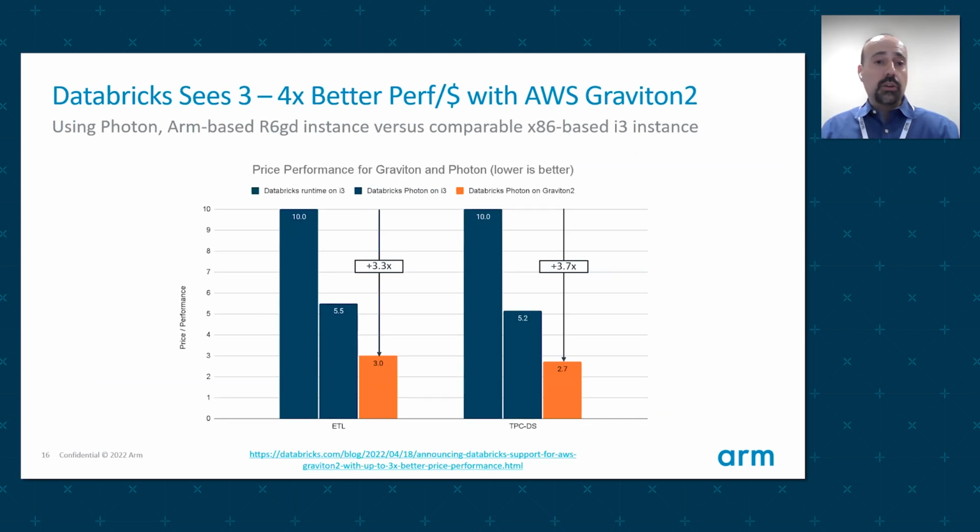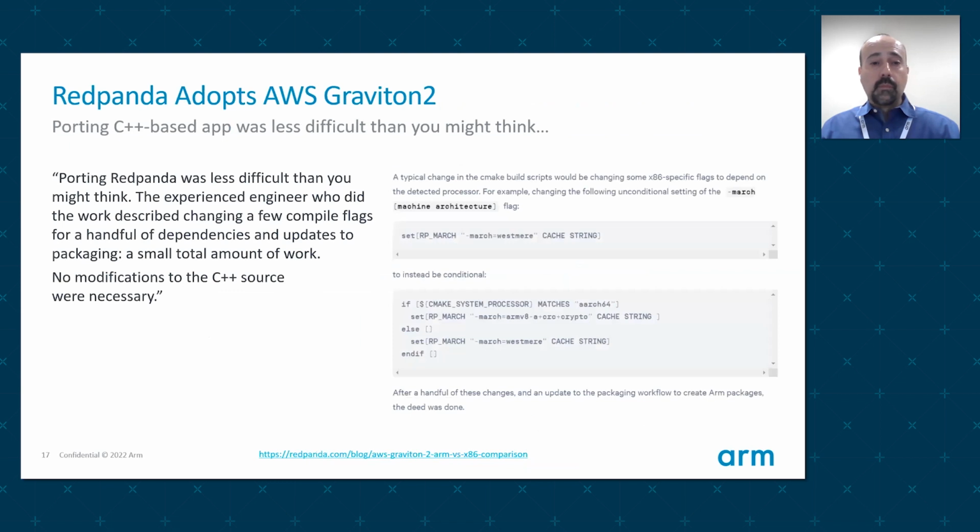Another company that made the switch to Arm was Databricks. Databricks achieved 3 to 4x better performance per dollar moving to AWS Graviton 2. And again, you can read more about this at the Databricks blog on the link below. Redpanda presents another interesting AWS customer use case. And this one is a little bit different because they're making use of the newer storage optimized instance family. And they also wrote a very interesting blog I call out here in the link below.